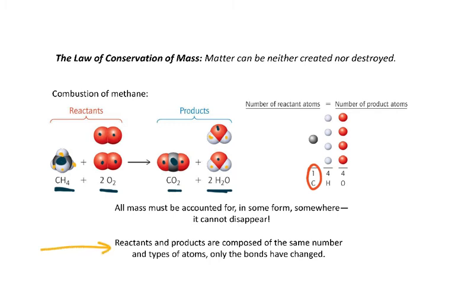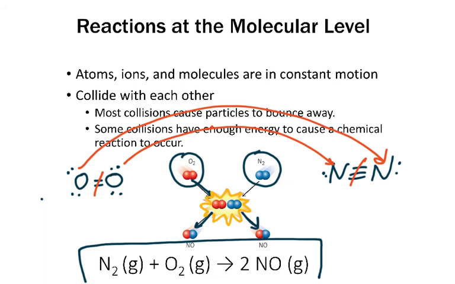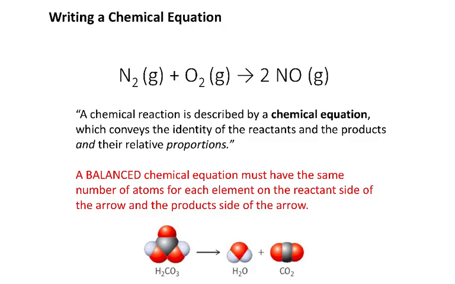And we can say that the reactants and products are composed of the same number and types of atoms, only the bonds have changed. So back to this N2 and O2, and the example was actually given as the chemical equation, right? And so here we can see what we represented as kind of this figure. In one way, we can also represent it by a chemical equation.